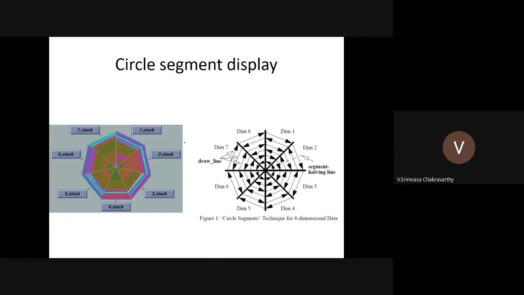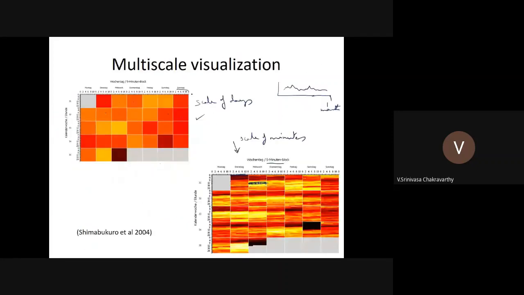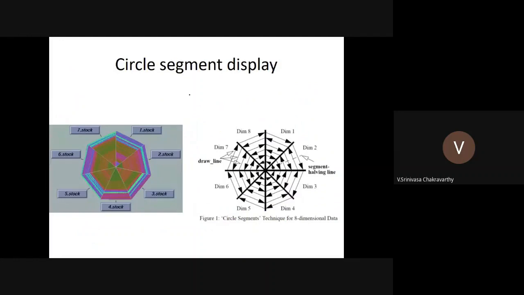Okay, one more such example is what is called a circle segment display. It is similar to star coordinates, right? It is just that you use some colors. So if you want to visualize data, you need to use a lot of color. You better make it beautiful, right? So in this case, for example, they're looking at 7-dimensional data. For each dimension, you divide this whole space of 360 degrees into 6 to 7 sectors. And for each sector, you take the value of the corresponding attribute, right?